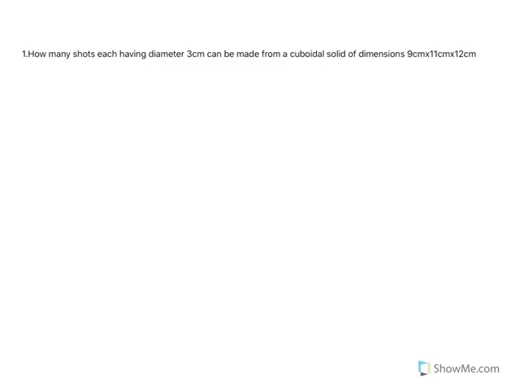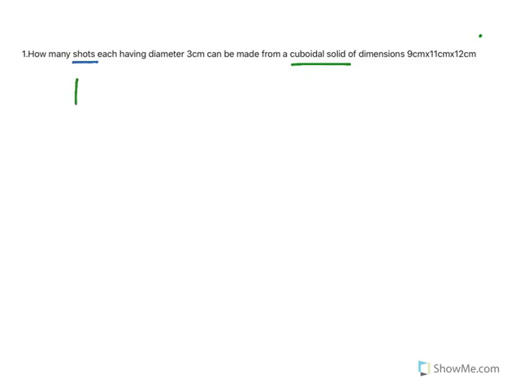How many shots, each having diameter 3 centimeters, can be made from a cuboidal solid of dimension 9 centimeters, 11 centimeters and 12 centimeters? So here we are dealing with two shapes. One, we are dealing with shots, and shots are spheres. And then here we are dealing with a cuboidal solid. So let me draw the figures first.